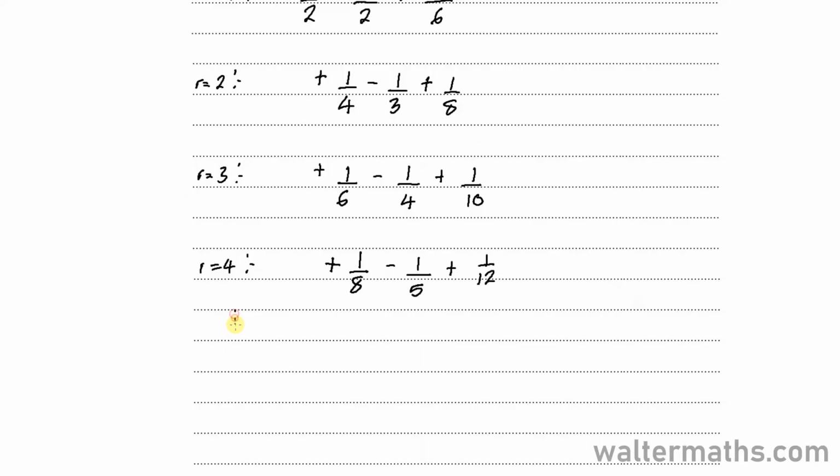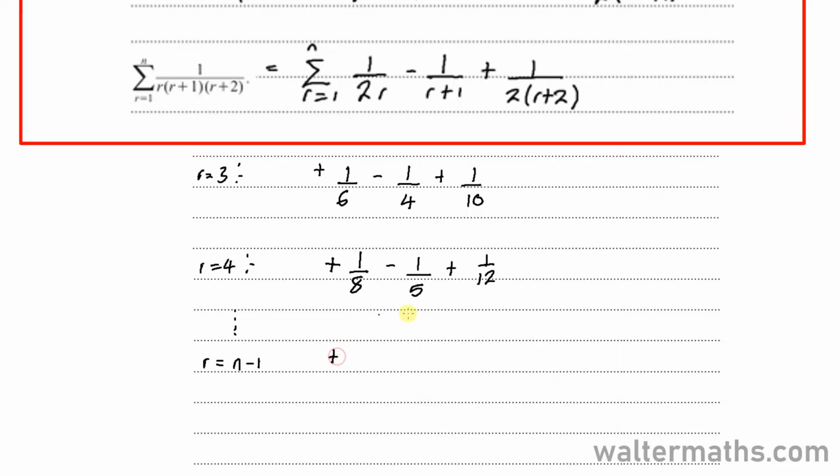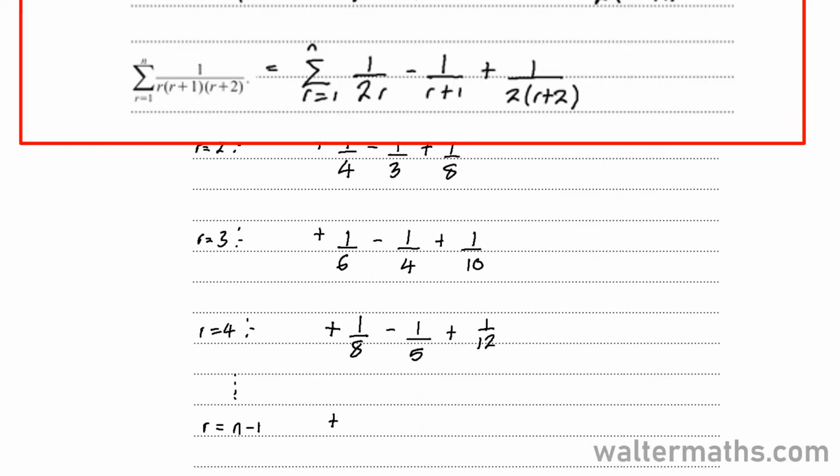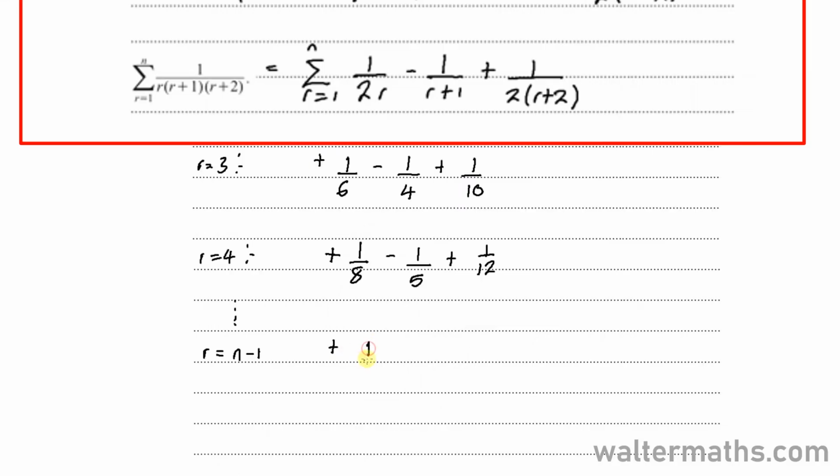So we also need the second from last term, so that's when r is equal to n minus 1. And for that, we will be saying when r has a value of n minus 1, substituting it, we'll be having 1 over 2 of n minus 1, and it's plus, substituting n minus 1 here, we get minus 1 over n, and substituting n minus 1 here, we get 1 over 2 of n plus 1.